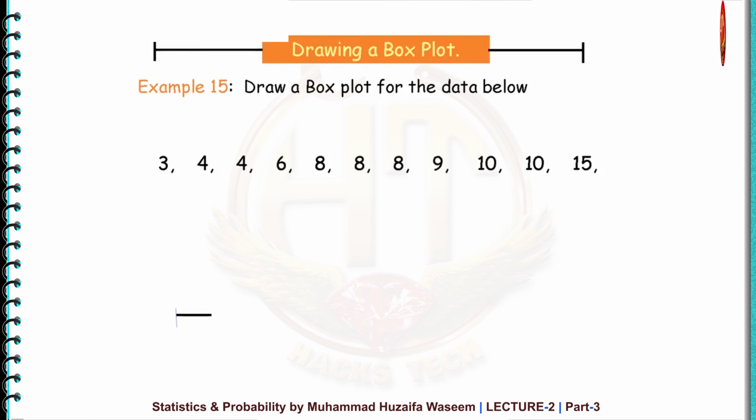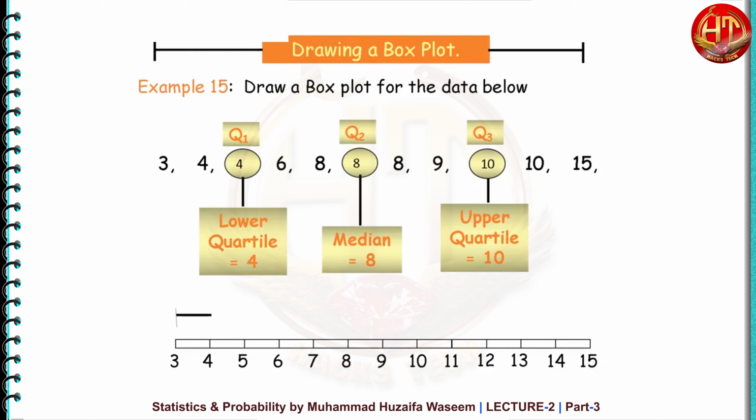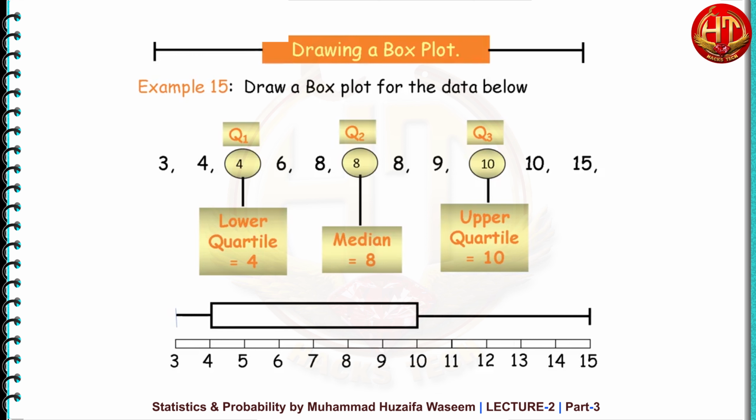Another example, draw a box plot for the data below. Arrange the data in ascending order, calculate the minimum and maximum value, and then calculate the first quartile, second quartile, and third quartile, where the first quartile is equal to 4, the second quartile is equal to 8, and the third quartile is equal to 10. Then draw the axis, highlight the points. So this is your box plot, box and whisker plot.